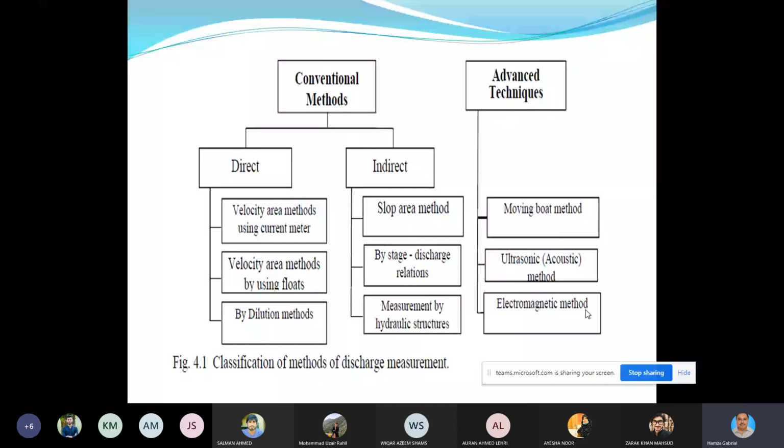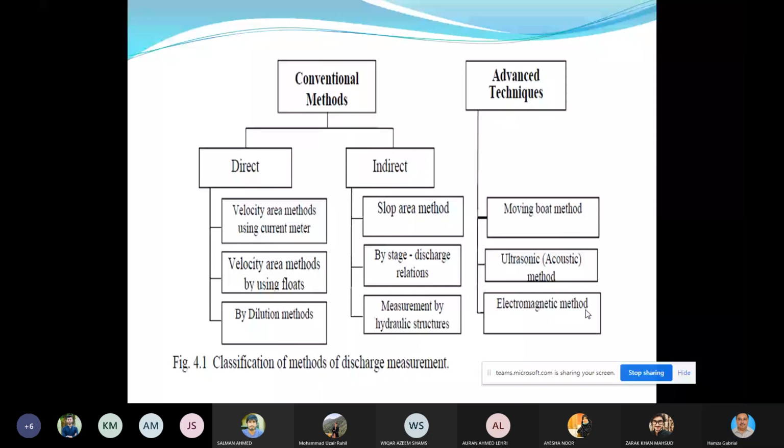The second direct conventional method is again the velocity area method, but by using floats. Again, the float will measure the velocity, and by this measured velocity, we multiply it by the given cross-sectional area and we get the discharge. And the third direct conventional method is the dilution methods, in which we use a tracer or a dye and we measure its concentration, which is directly linked with the discharge.